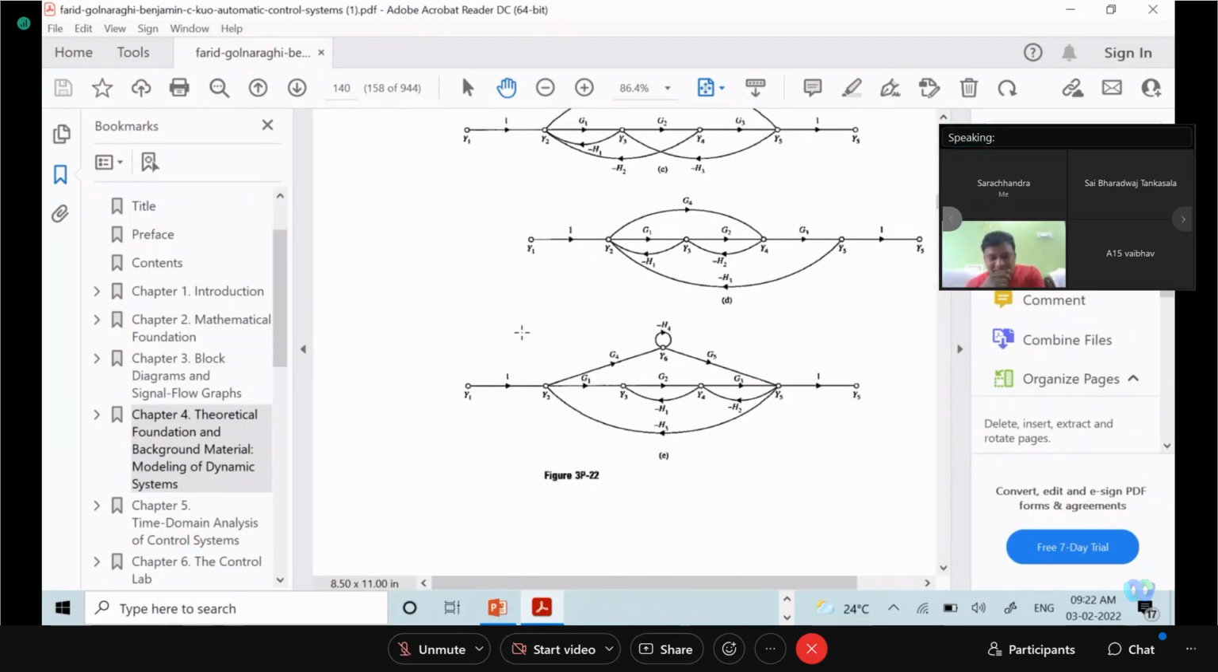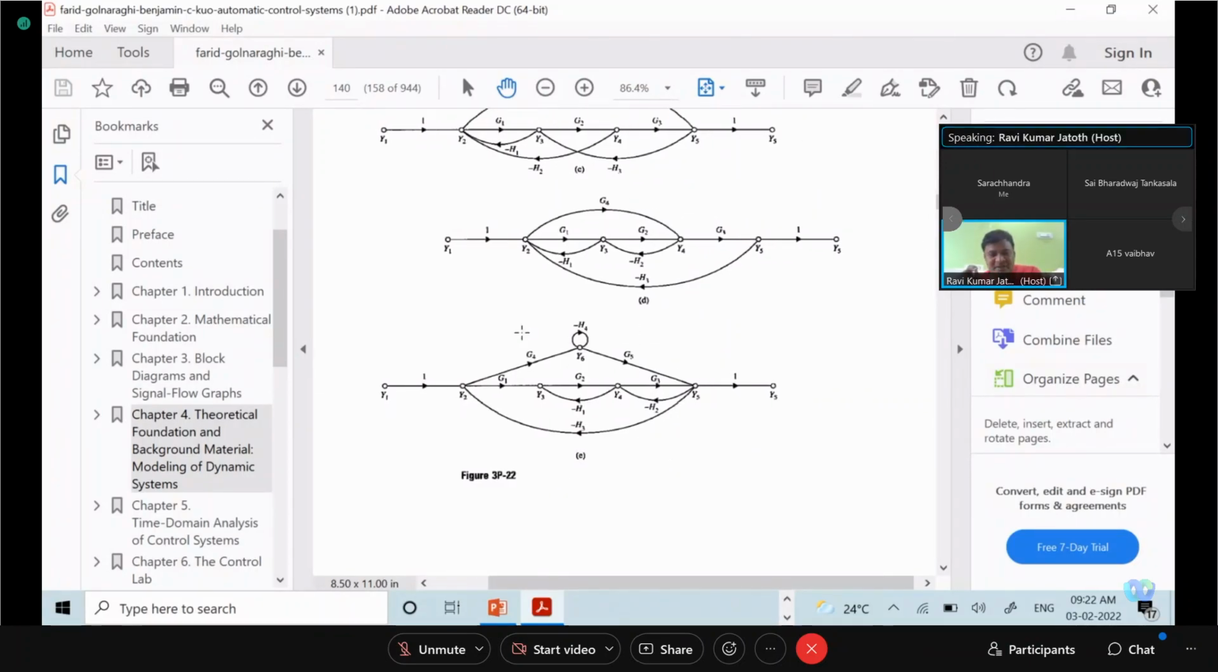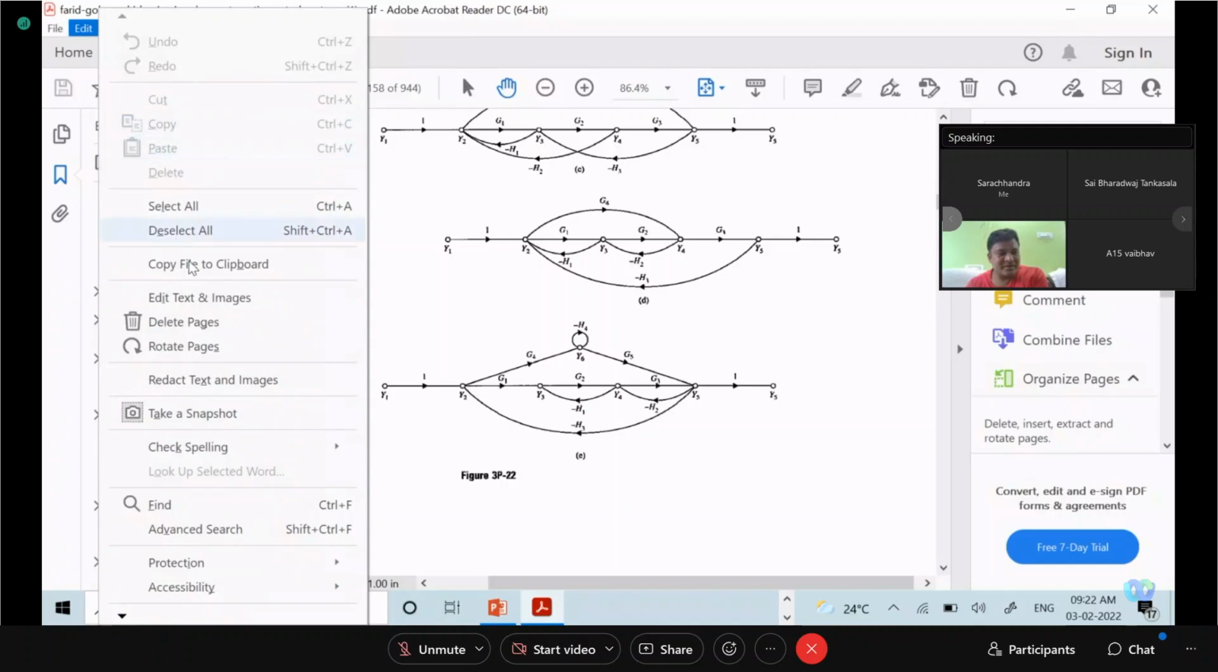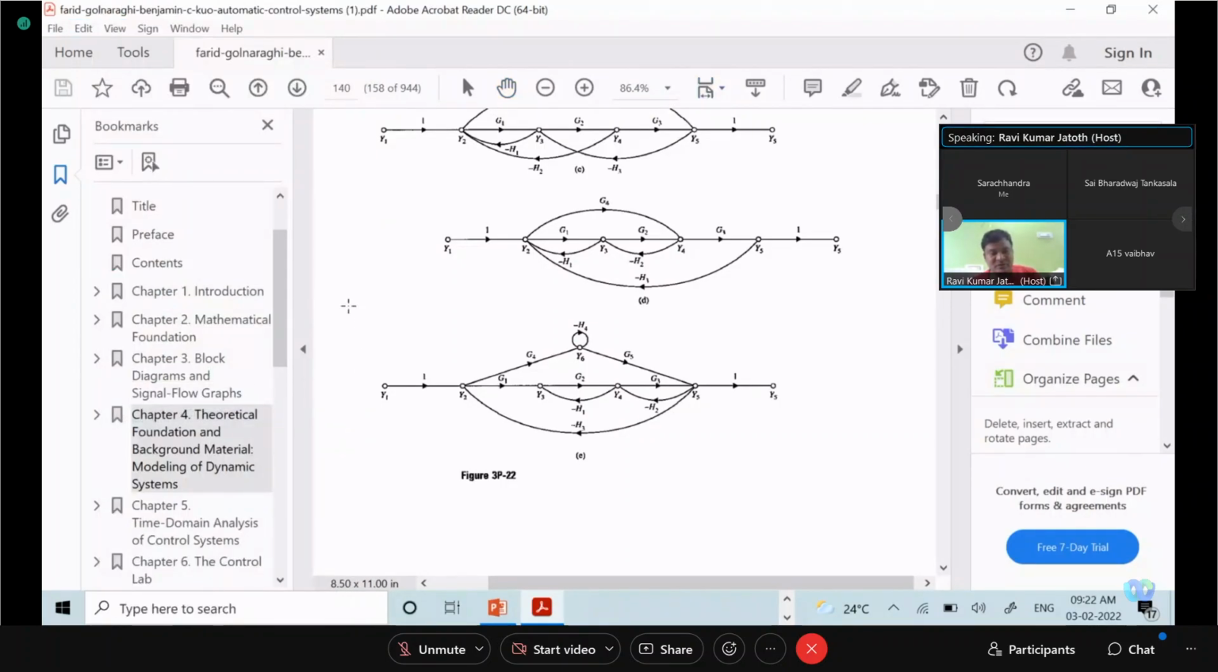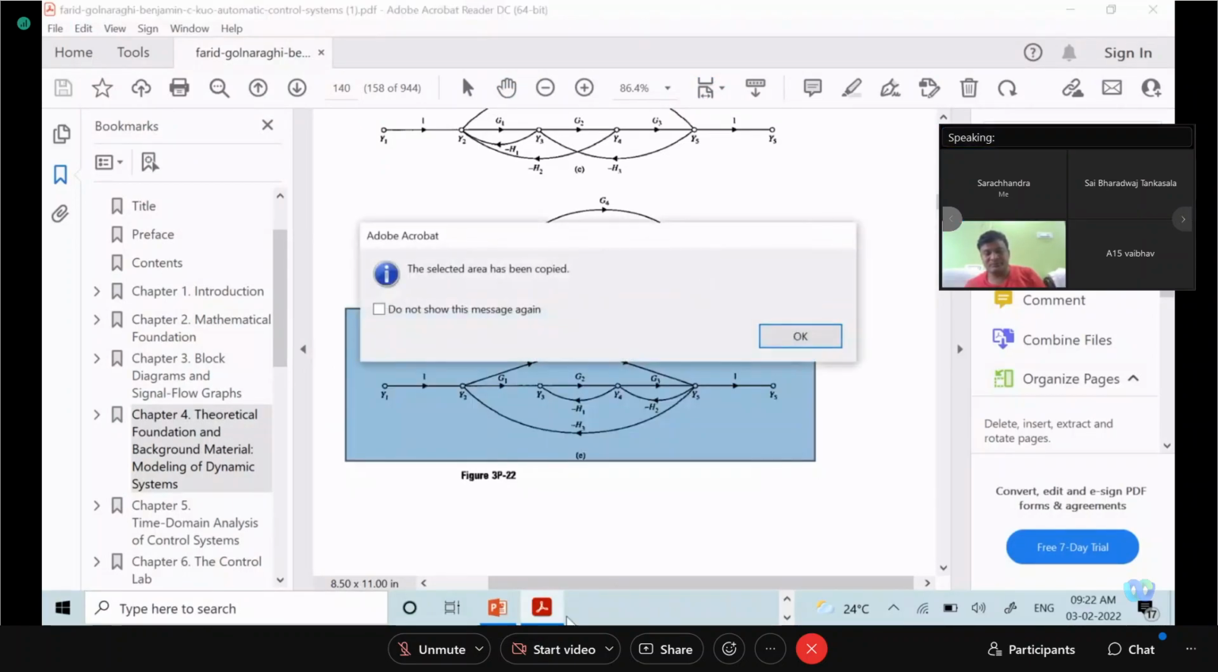The E part. Okay. So here the problem is Y5 by Y1. You have some questions, right? Yes, sir. So can I do it now? Okay, so chalo, we'll do.